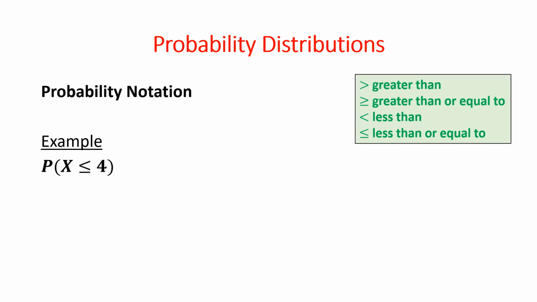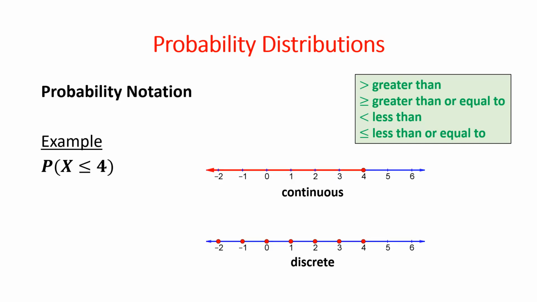And when I say X is less than or equal to 4, for continuous, I can close up my circle on 4 because I'm allowed 4 and any number less than 4. And for discrete data, I must have whole numbers, so it must be 4 and 3 and 2 and 1 and 0 and any number less.